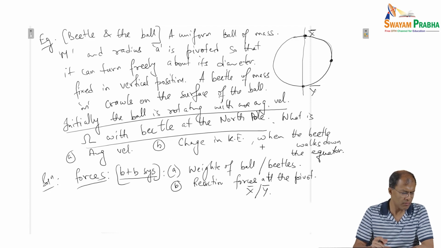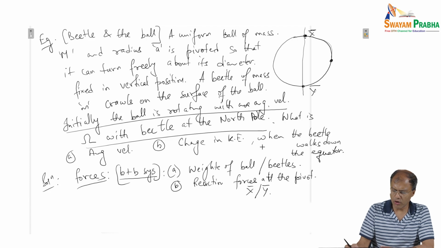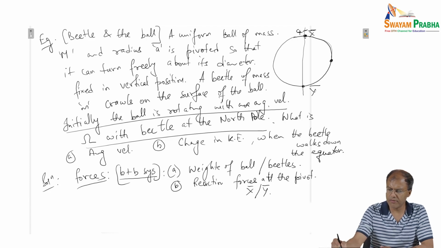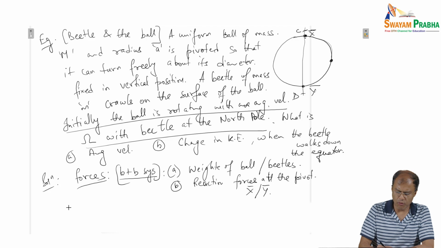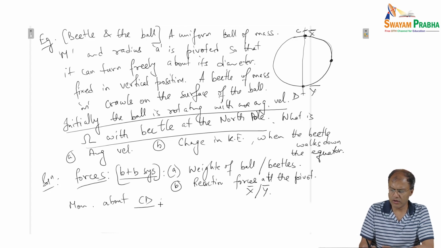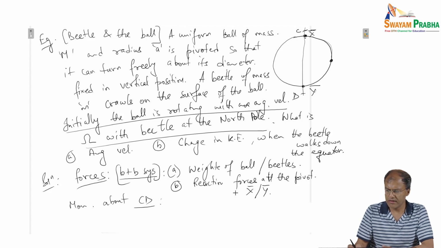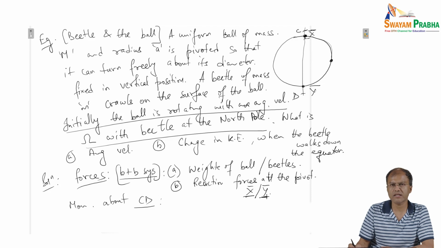Now we can talk about the moment about this axis. Let me call this axis CD. So we can talk about the moments about this axis CD. If that is the case, the beetle is sitting on the axis itself, so the net distance of the beetle from the axis is 0, and the normal reactions of the pivots are also along this axis. So the moments due to the pivot forces, the reaction forces of the pivot, and the weight of the beetle are not going to really come into the picture.